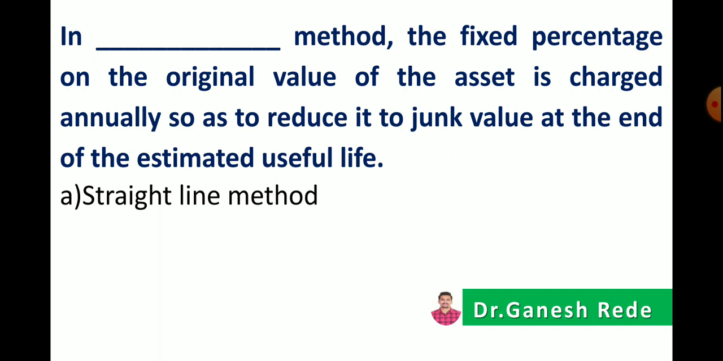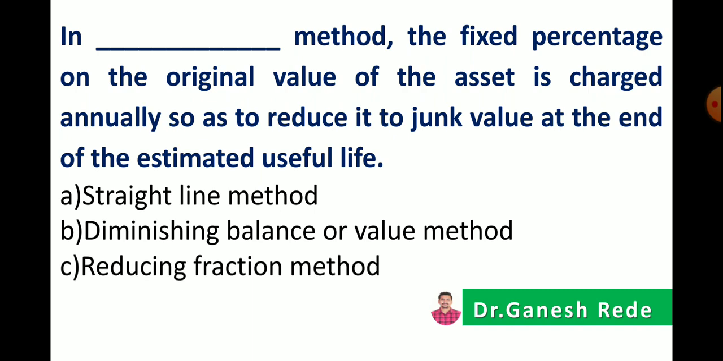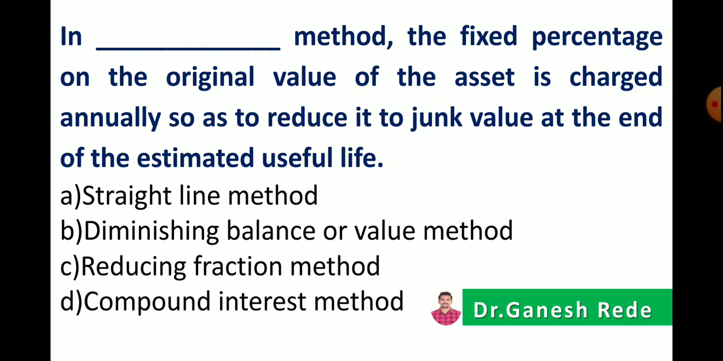Options are: A, same; B, straight line method; C, diminishing balance or value method; or D, reducing fraction method or compound interest method. Here also the correct answer is straight line method. In the straight line method, a fixed percentage on the original value of the asset is charged annually so as to reduce it to junk value at the end of its estimated useful life. There is one formula in the straight line method to calculate the depreciation.